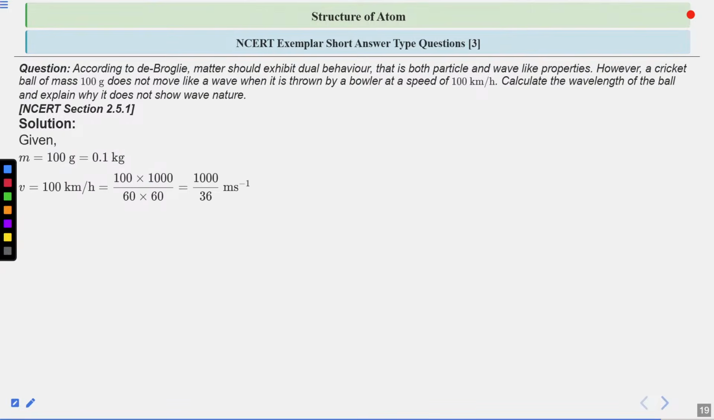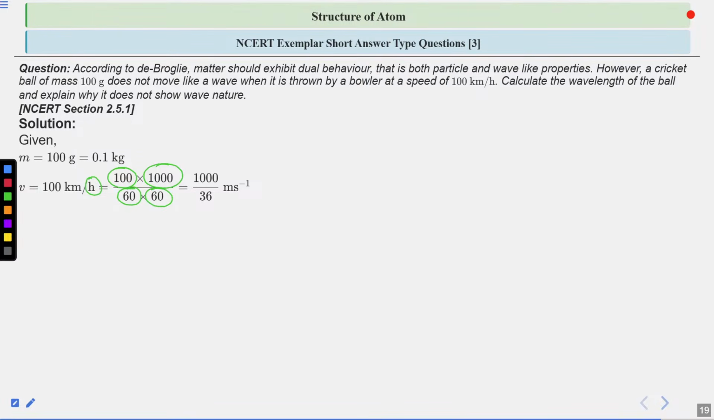Second thing is the conversion of velocity into standard unit. To convert kilometer into meter, we multiply it by 1000, and to convert hour to minute to second, we multiply it twice by 60. Okay, any doubt in this?